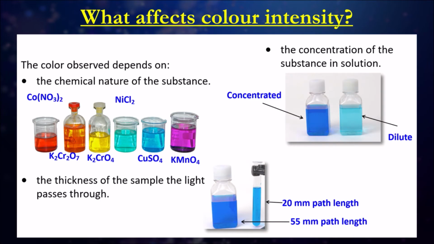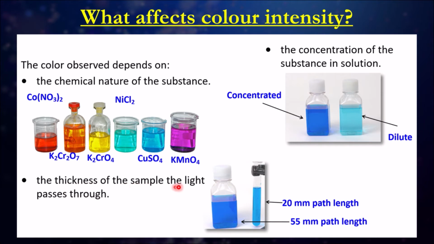So what else can affect color intensity? There's a couple of things. It can be the chemical nature of the substance. Remember, as we talked about with the transition metals, it can be due to the splitting of the d shell. It could just be the natural composition of where the orbitals are for the atom.